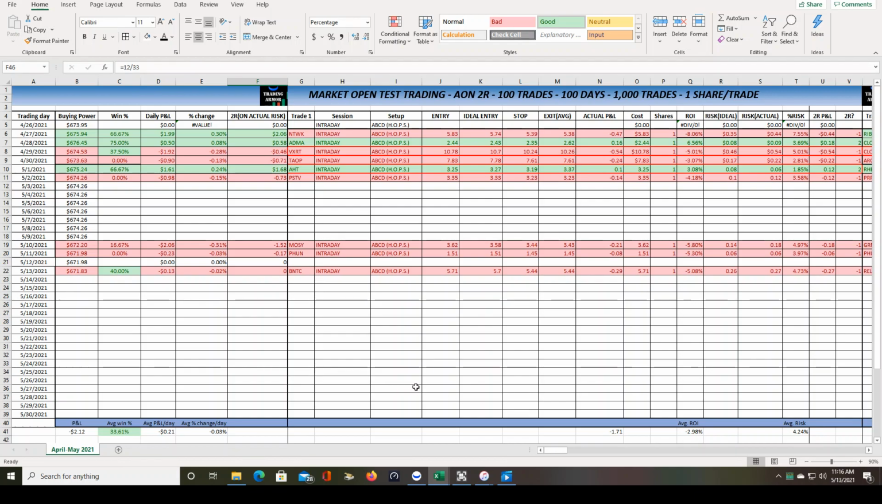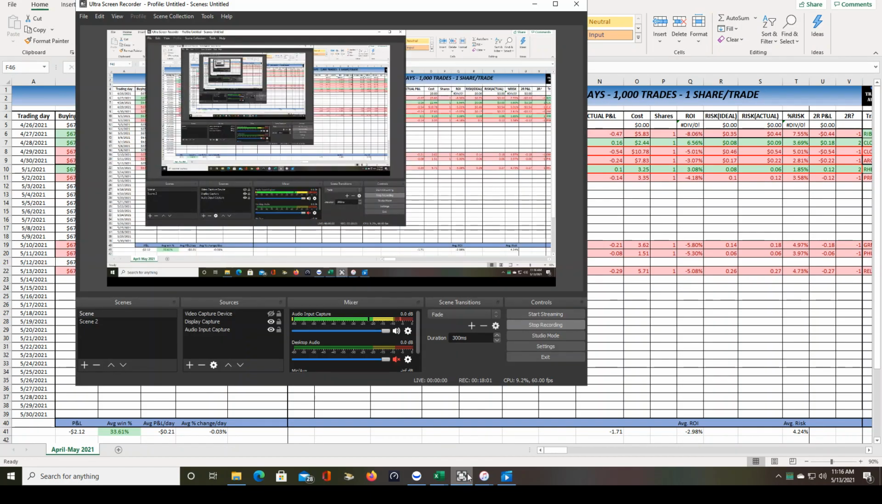Anyway, as always, take your stop losses no matter what, honor your profit target, and in the long run, you should be green.